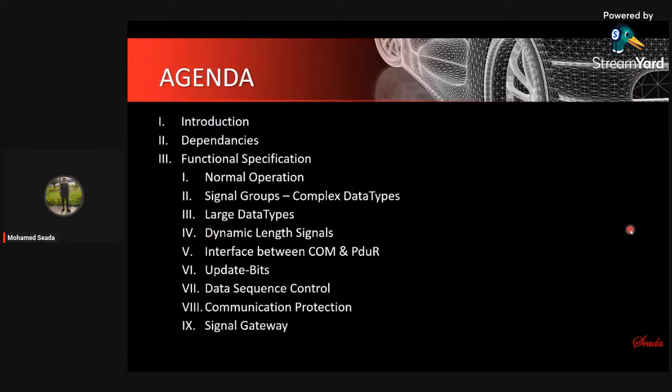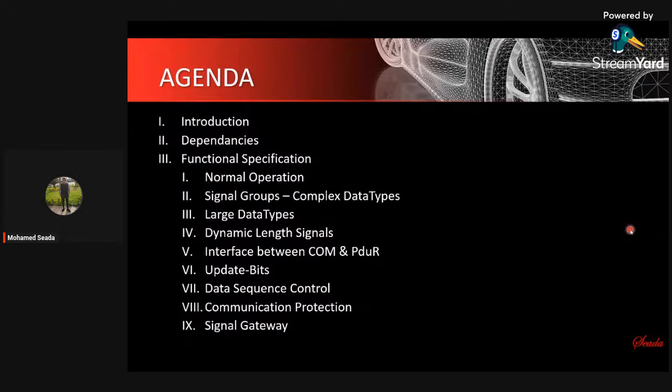We're going to talk about the normal operations, the signal groups, large data types, also dynamic length signals, the interface between COM and PDU Router, update bits, data sequence control, communication protection, and at the end, we're going to talk about the signal gateway. All of this is implemented inside the COM.